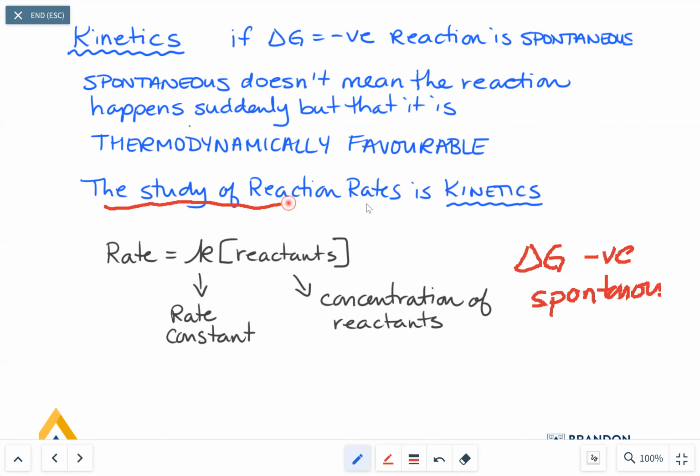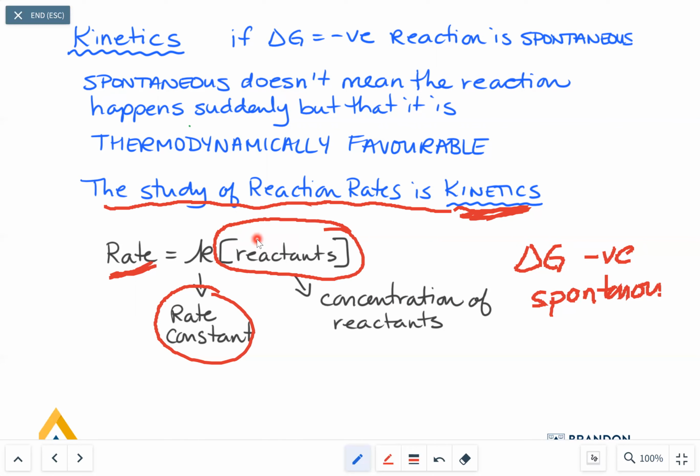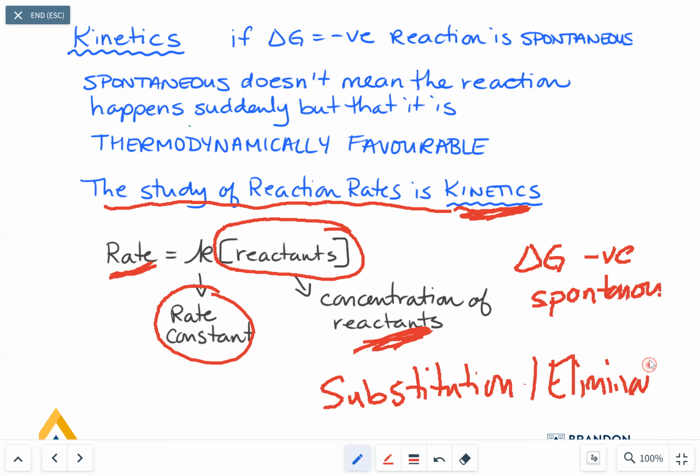The study of a reaction rate is what we call kinetics. So kinetics and thermodynamics, the two things which go hand in hand. A rate of reaction is basically some rate constant multiplied by the concentration of the reactants. This is going to be important when we're doing substitution reactions and elimination reactions. That'll be the next section. Yeah, I think that's the next section. So how fast a reaction is depends upon its kinetics.